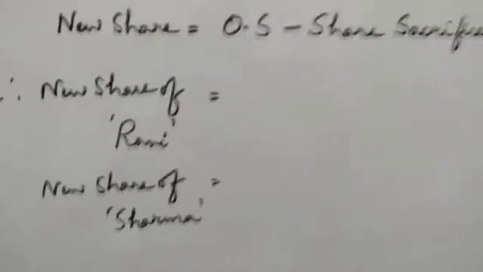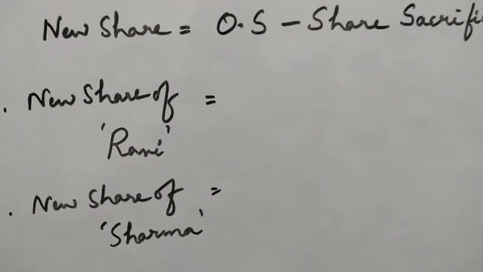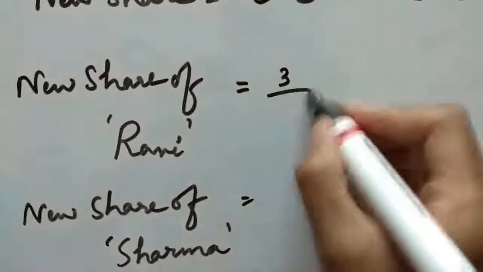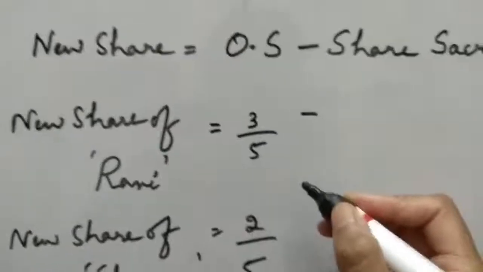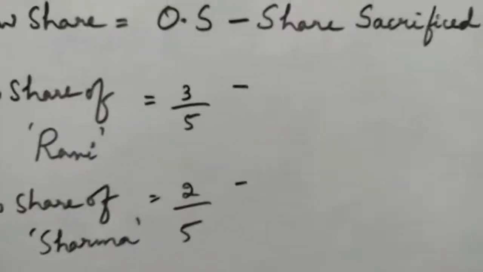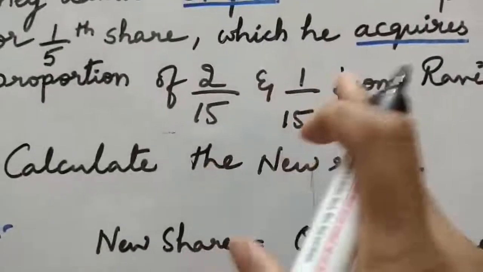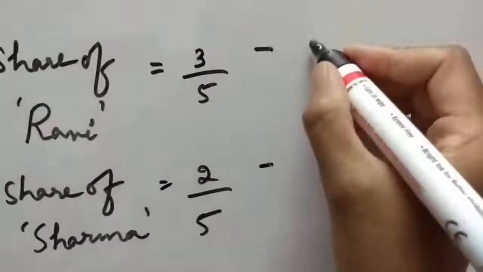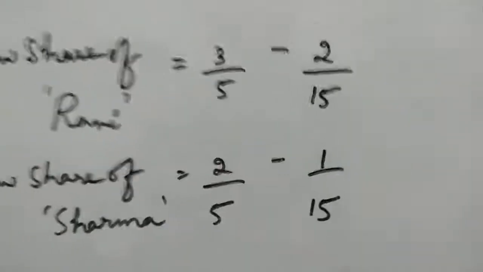First we need to find out for these two, and let us concentrate on the other partner, the new partner, after completing this. So the old share of Ravi and Sharma is 3:2, in the sense 3/5 and 2/5. I'm just writing 3/5 and 2/5. The minus sign is brought down, and the share sacrificed is 2/15 and 1/15. So I'm just going to copy that: 2/15 and 1/15.